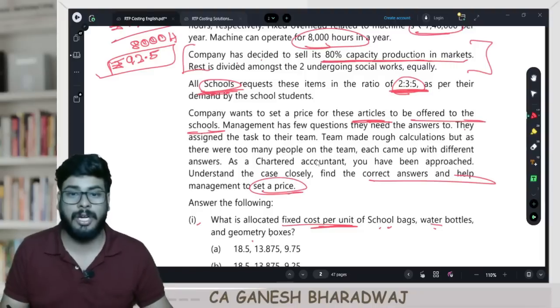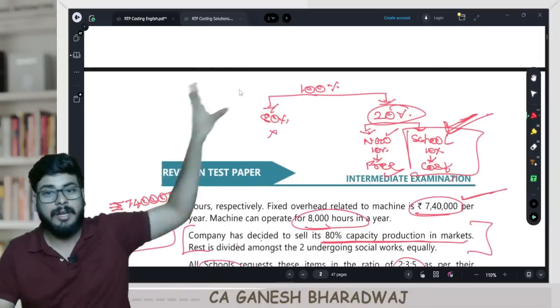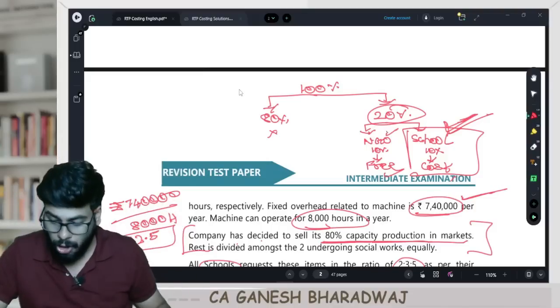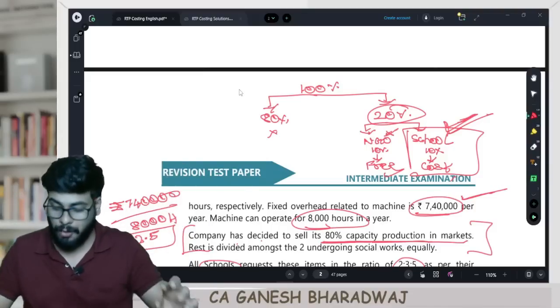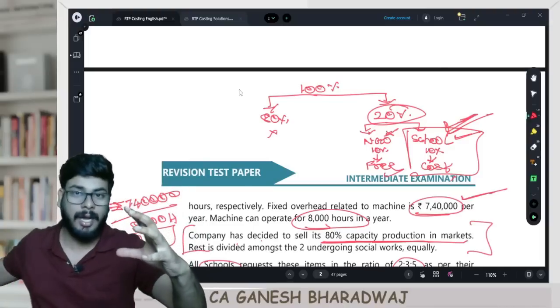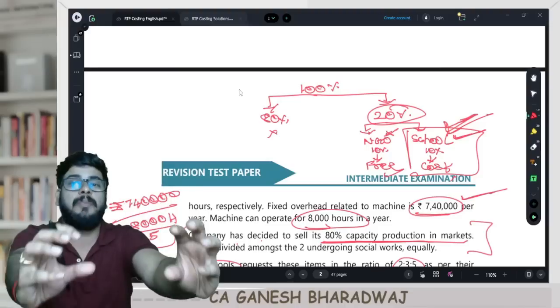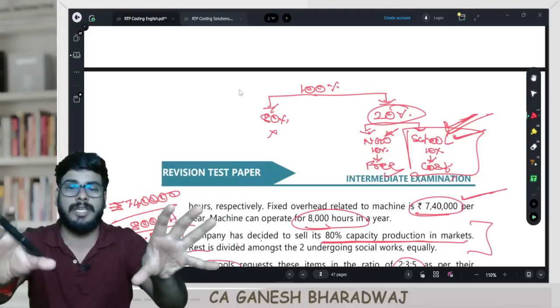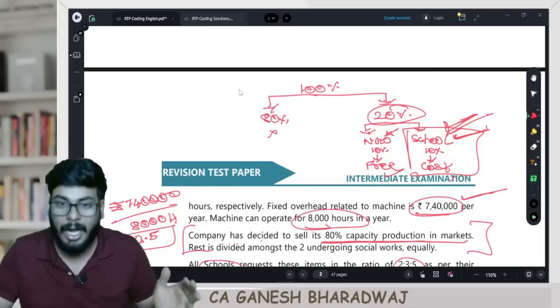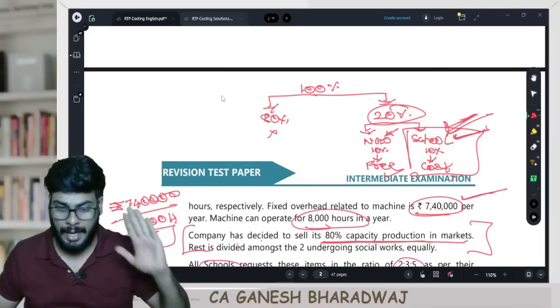Set a price for what? Not for their business operations. They are not asking you to set a price for their business operations of 80%. Not for this NGO, because there is no price here. It's free of cost. All the 5 MCQs that are given here are pertaining to this social activity of supplying to the schools, the government schools and other schools they were mentioning. To that alone they are asking. Are you clear with this? This is how you need to understand the question. Are you clear with this?